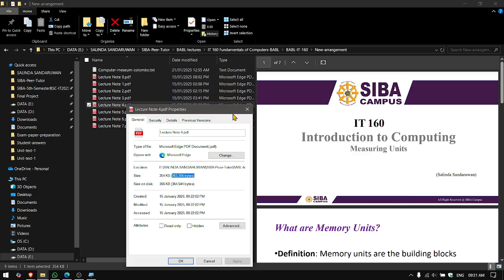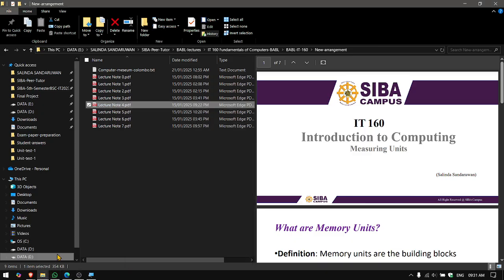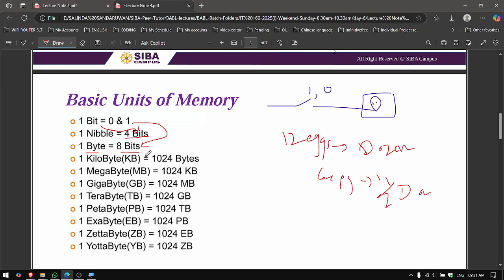So bytes, practical example. For videos, it's going to be gigabytes. We'll discuss them later. And 1 kilobyte is 1025 bytes, not bits.